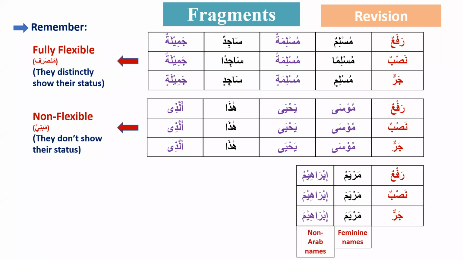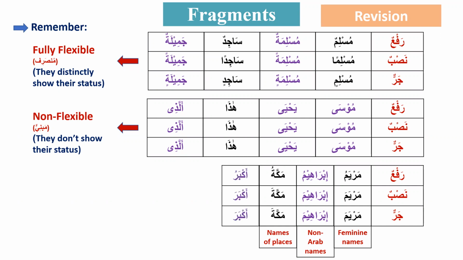Non-Arab names are like this as well. Ibrahimu, Ibrahima, Ibrahima. Similarly, Fir'aunu, Fir'auna, Fir'auna. Proper names of places are also partly flexible. Partly flexible means they are always light, and they don't take kasra. They are in jar status, but they don't take kasra.